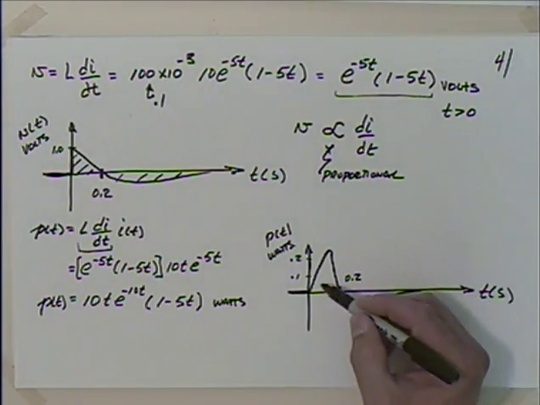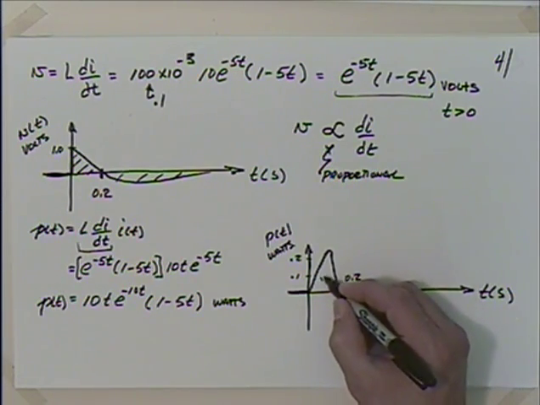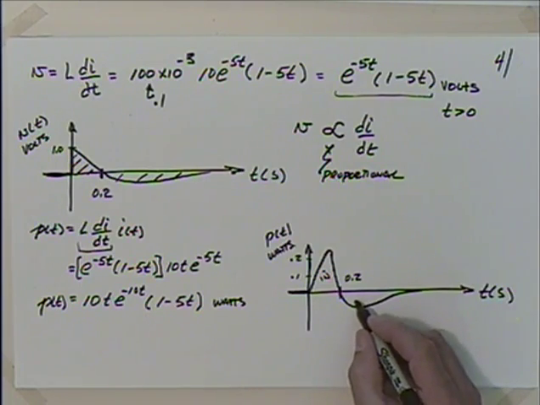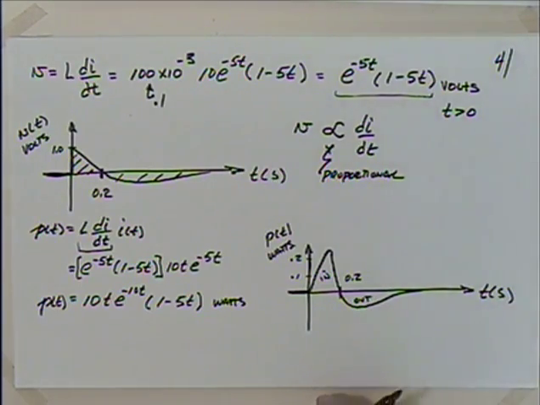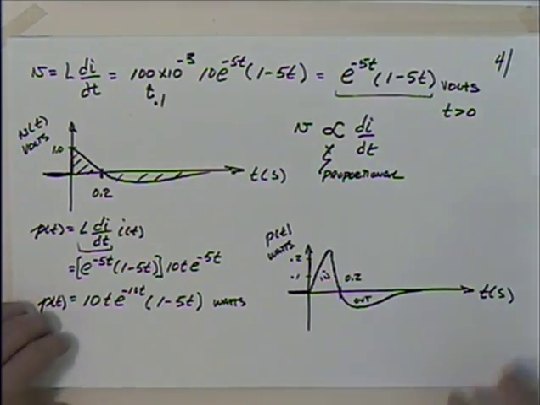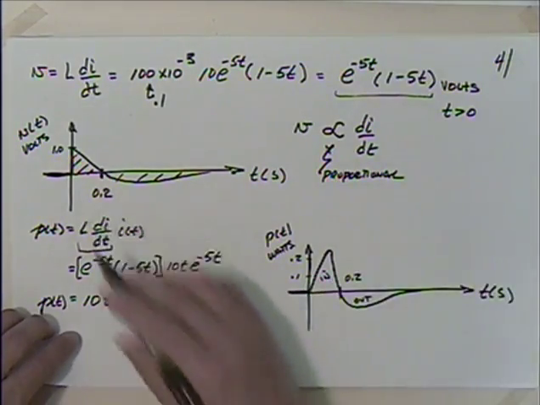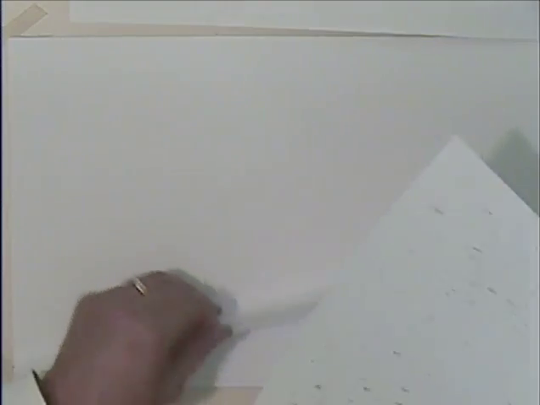So here we have energy and power going in, and here we have power going out. Okay, and we'll come back and look at that in a bit more detail in a moment, just like we did with the capacitor. So we've got volts, we've got power. Let's finish up with energy.